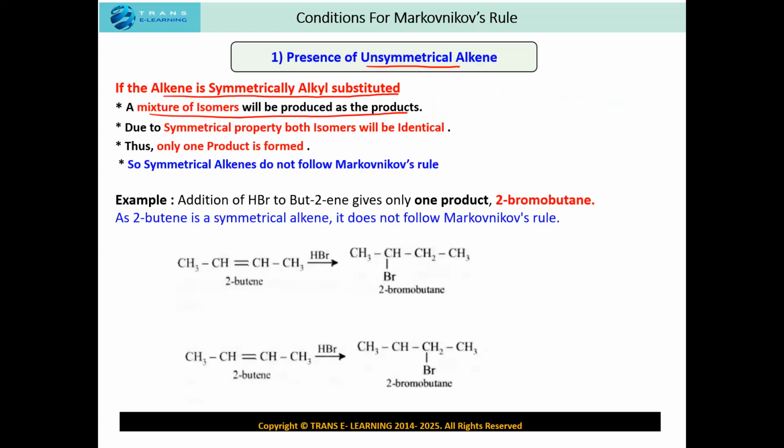But in the case of the symmetrical alkenes, due to the symmetrical property, both the isomers will be identical and practically only one product is formed. So the symmetrical alkenes do not follow Markovnikov's rule. Now let us understand this with the help of an example. I have taken a symmetrical alkene, that is 2-butene. Addition of hydrogen bromide to butene gives only one product, that is 2-bromobutane. As 2-butene is a symmetrical alkene, it does not follow Markovnikov's rule.